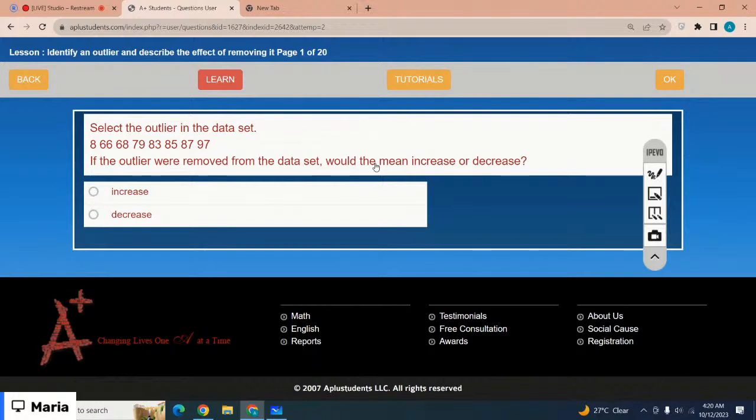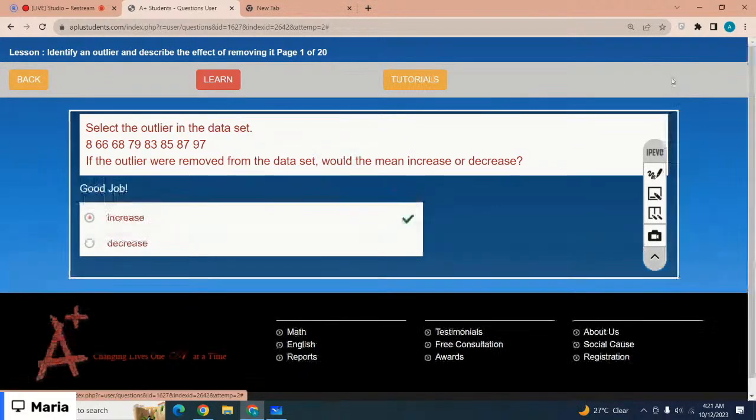8 is the outlier in the given data, right? Because you can see the other numbers are two-digit numbers. 8 is smaller than all the numbers. So because 8 is a smaller number, if you remove the 8, the mean of the data increases, right? Because you're removing a small number. If the outlier is a small number, when you remove the outlier, the mean of the data increases. Got it? Because you're removing a smaller number.